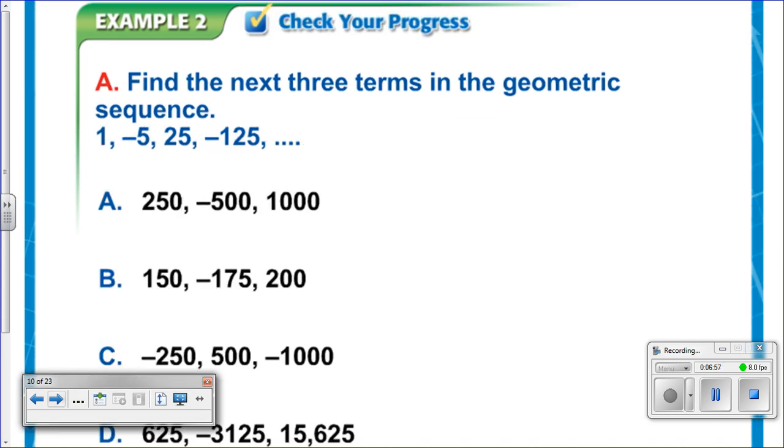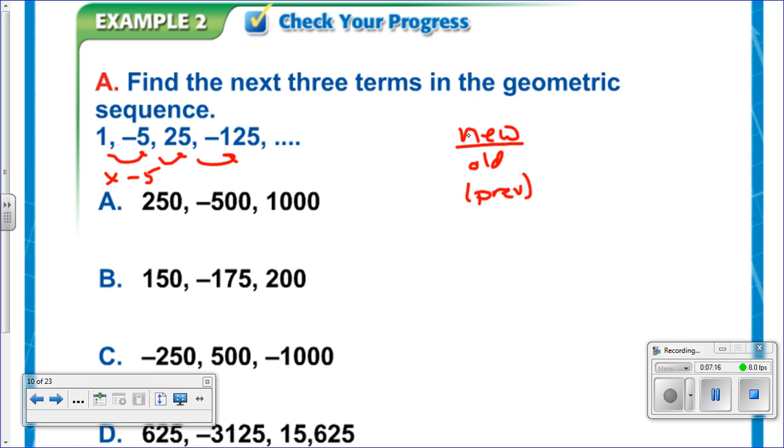Okay, find the next 3 terms of the sequence. So first of all, we need to figure out what are we multiplying by. This one's a little bit easier to tell. It looks like we're multiplying by -5. Again, if you want to tell what we're multiplying by, you're going to do new over old, or basically your previous. So take a new output, I could take 25 over the previous output, which is -5, so that gives me -5. So that means I'm multiplying everything by -5.